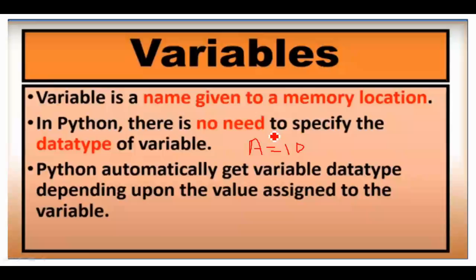For example, I do not have to write an integer or a float variable for them. I have to simply write the variable name and then assign a value to it, just like in mathematics. So these variables can be created in Python. Python automatically gives the variable a data type depending upon the value assigned to it. We can assign an integer value, a float value, or a boolean value, true and false, to a Python variable.